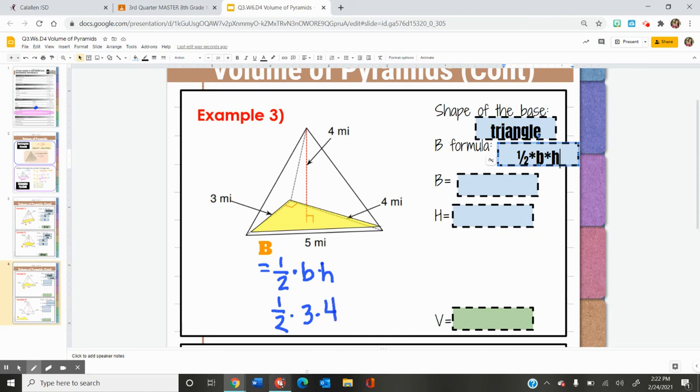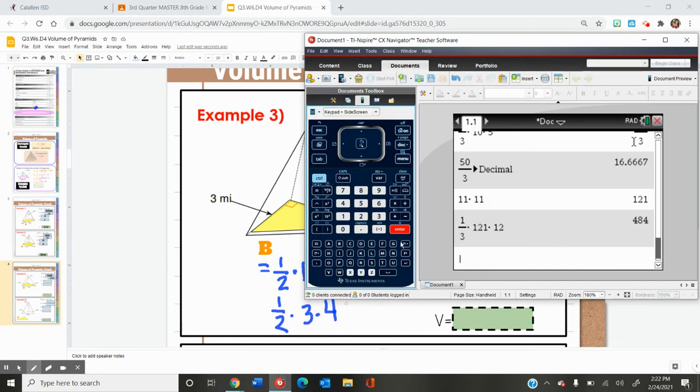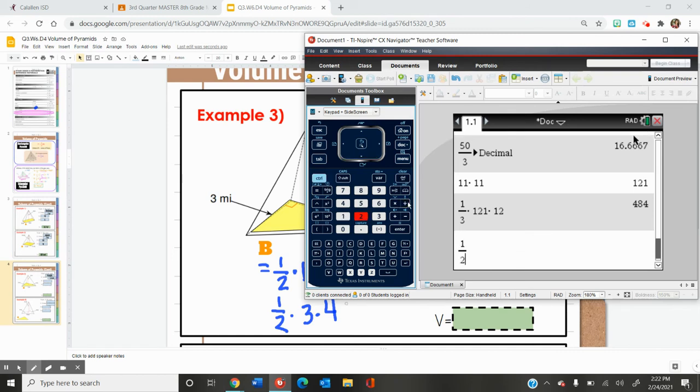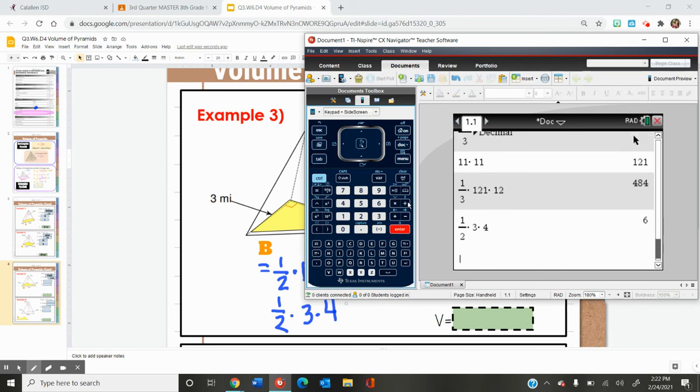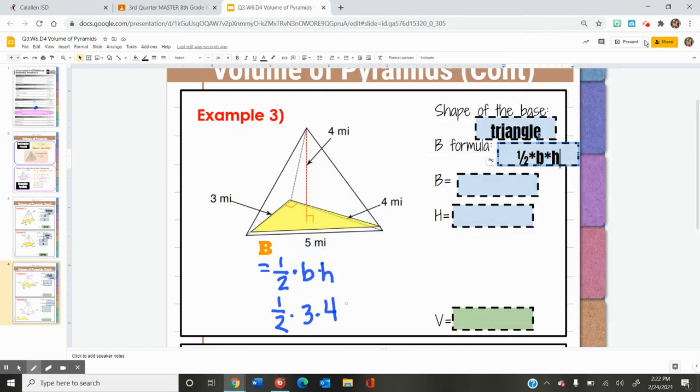So in my calculator, let's go ahead and find the area. So I have 1 over 2, so control divide, 1/2. My base was 3 and my height was 4, so 1/2 times 3 times 4, I get 6. So big B, the area of my base, equals 6.